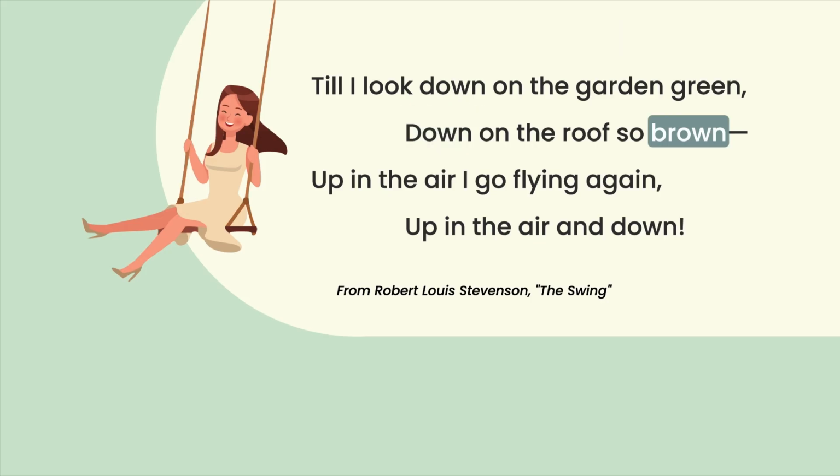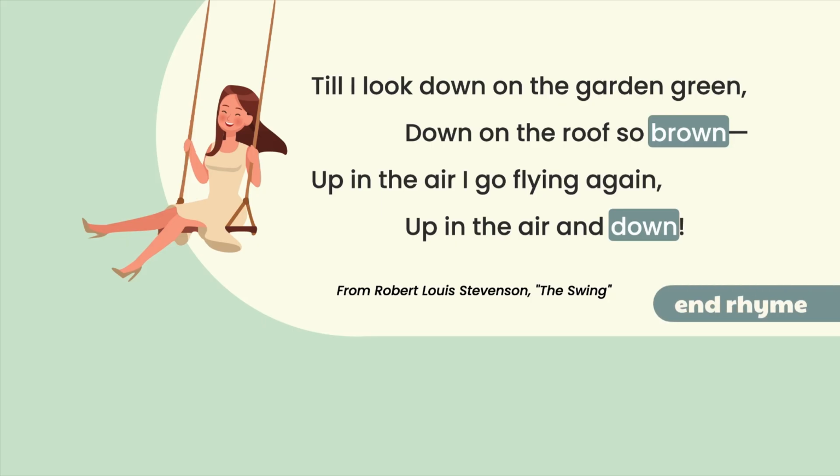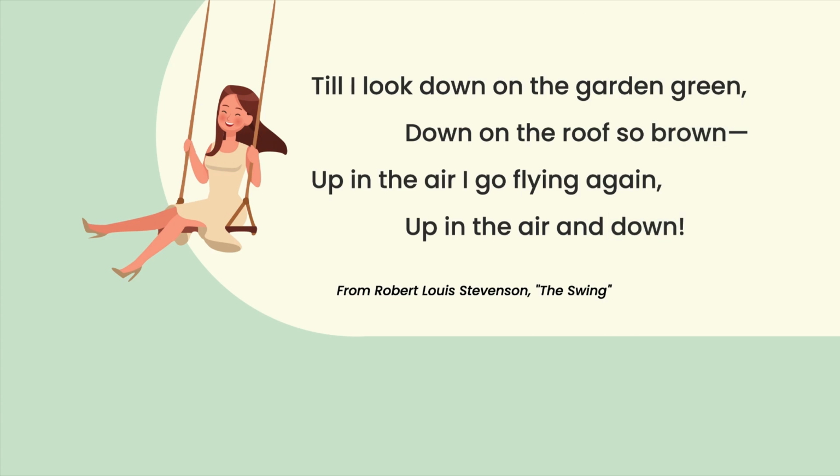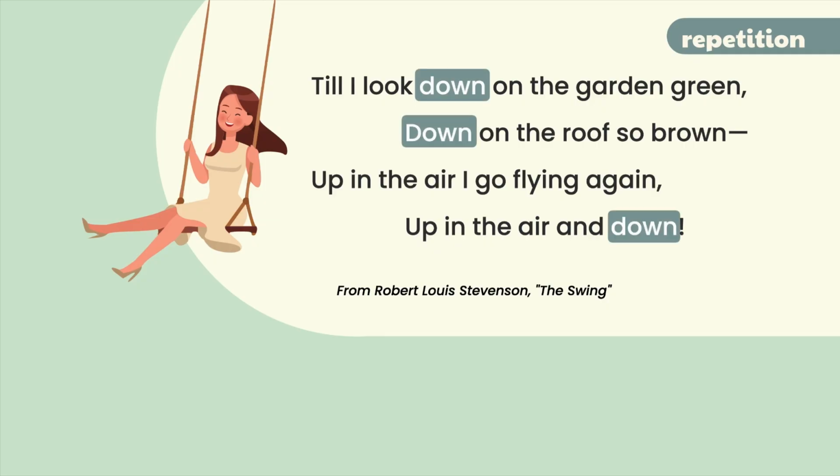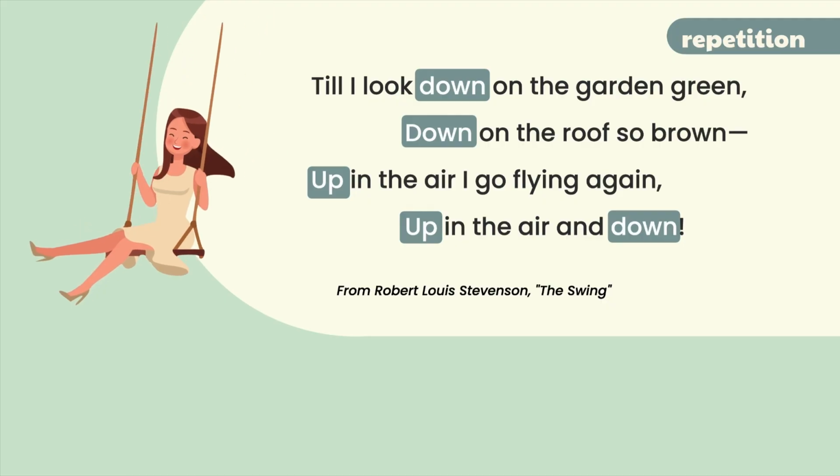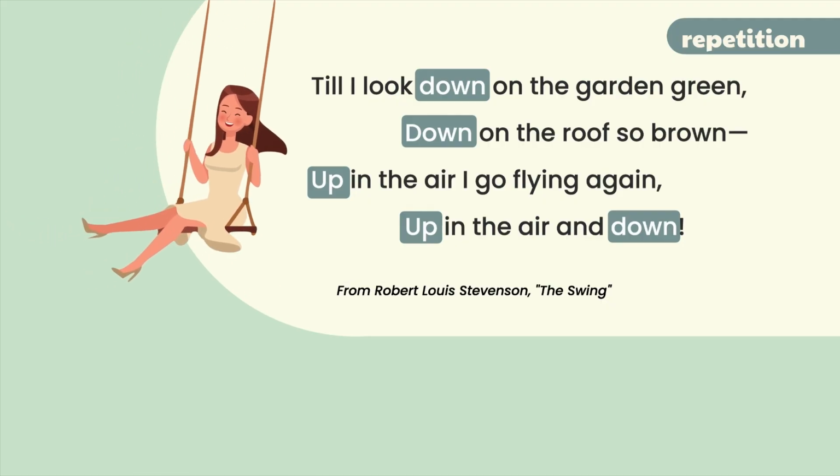But wait, the word down is also used here. Brown, down. That's an example of end rhyme. Awesome. Do you notice anything else? How about the repetition of the words down and up? Repeating these words helps us imagine being on a swing, swinging up and down, up and down.